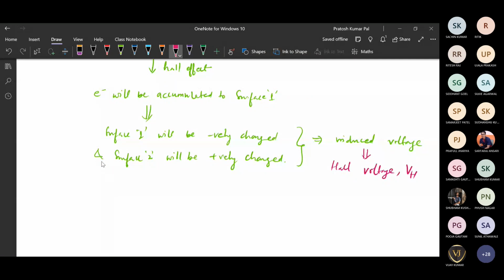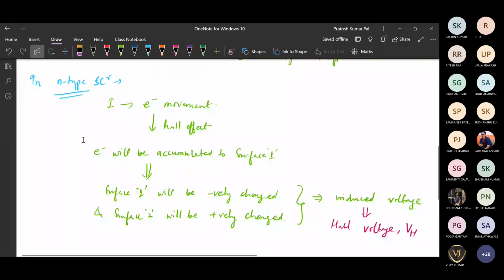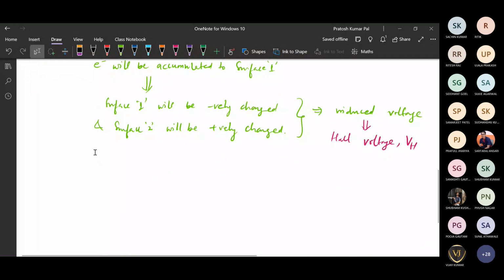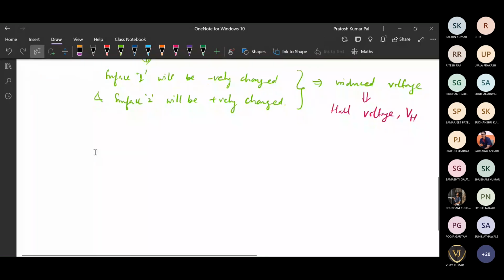Based on that, we can say whether the specimen is an n-type semiconductor or a p-type semiconductor. Okay, so this Hall voltage will be defining the specimen category, whether it is metal, semiconductor, or in semiconductor whether it is n type or p type.